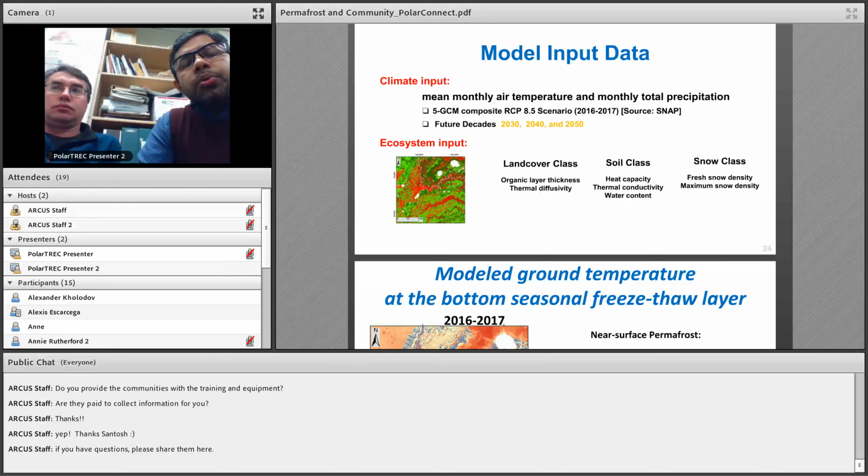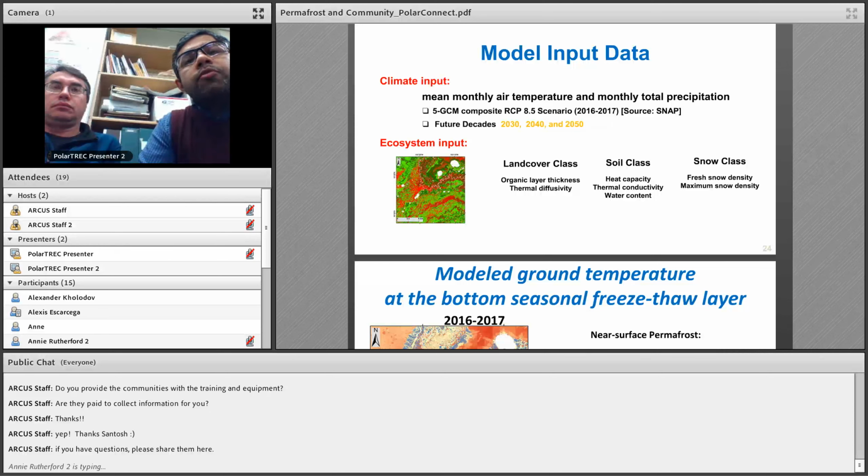We use that to assign any kind of organic layer thickness as well as some thermal properties for the organic layer, because we went and surveyed some of the soil types, so we know what the soil looks like in these different land cover types. Then we use that information to assign thermal properties for soil: heat capacity, conductivity, and water content. These three are the key when we want to do temperature modeling.